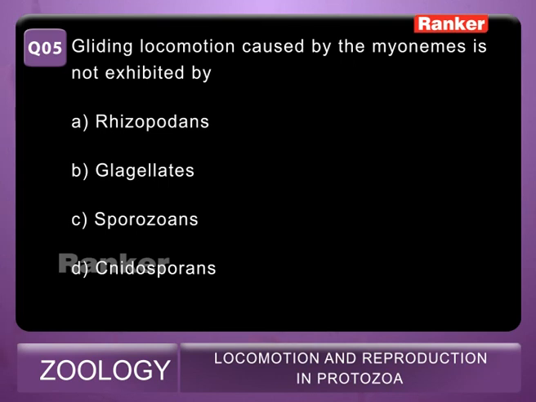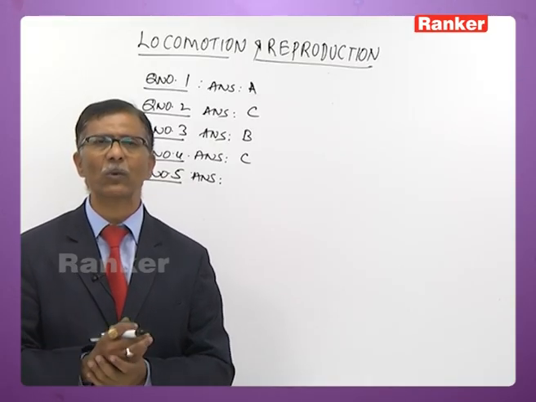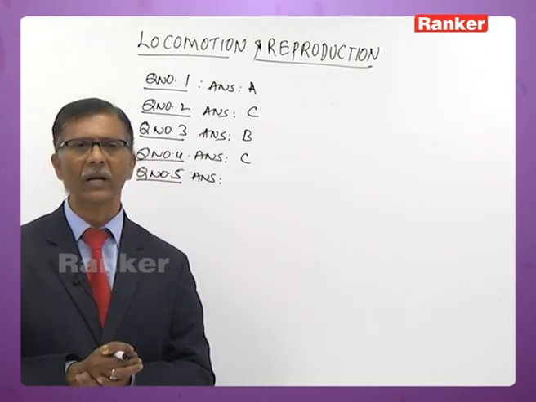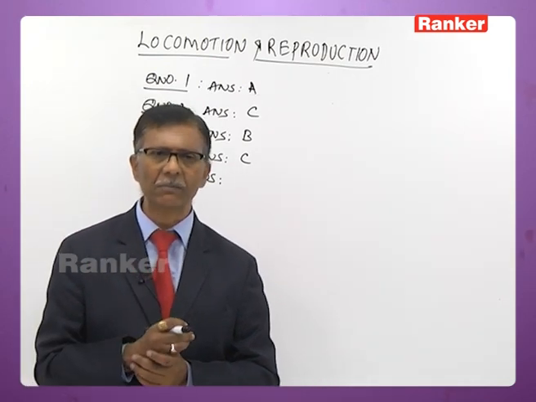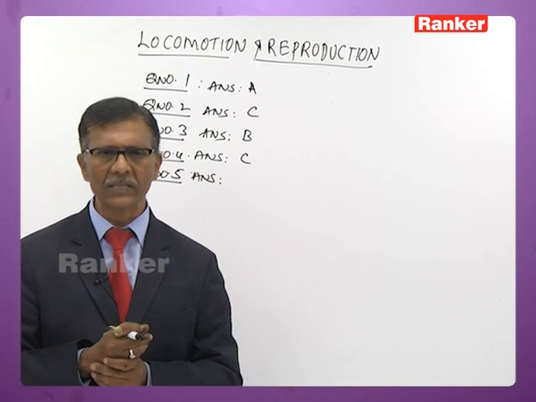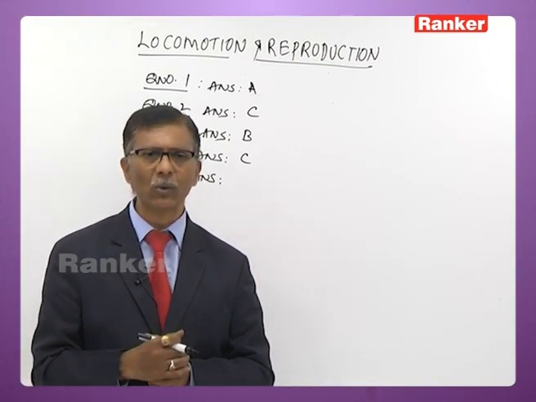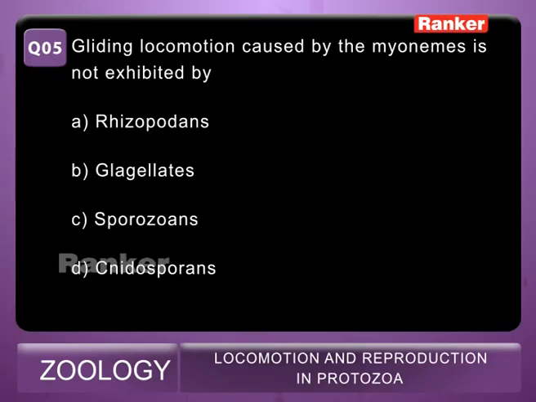A. Rhizopods, B. Flagellates, C. Sporozoans, D. Cnidosporans. Gliding locomotion is not noticed in rhizopods because rhizopods mostly move with the help of pseudopodia. Rhizopods like amoeba, entamoeba, they move with the help of pseudopodia. So it is not exhibited by rhizopods whereas by all the other 3 groups of organisms. So fifth question correct answer is A, rhizopods.